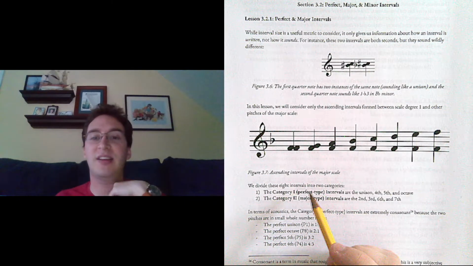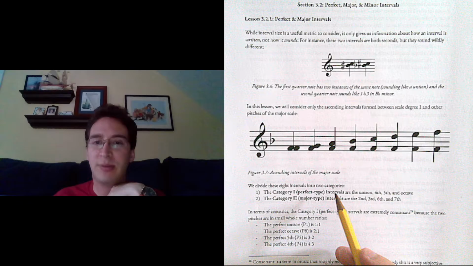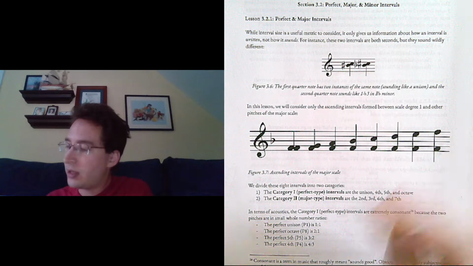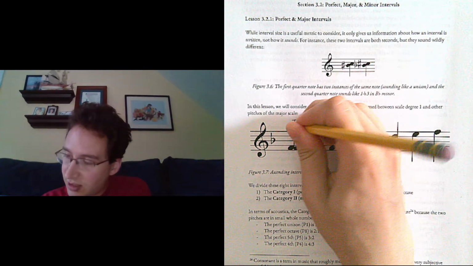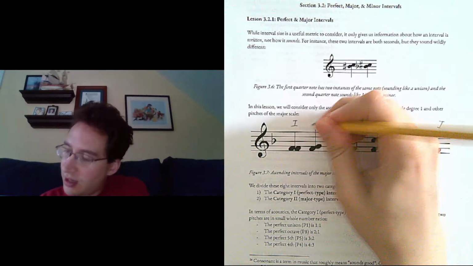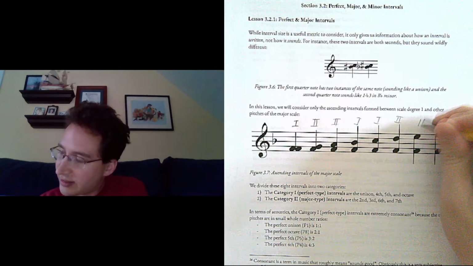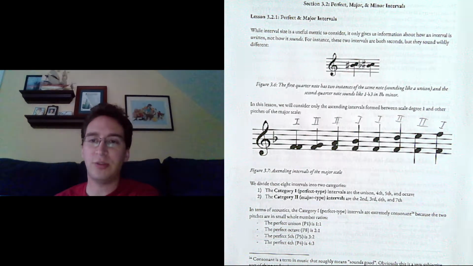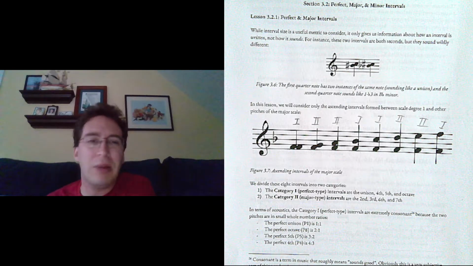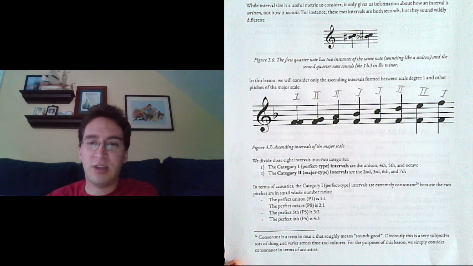We're going to divide these 8 intervals into 2 categories that seem arbitrary right now, but we'll talk a little bit about it. So we have category 1, which is unison, fourth, fifth, and octave. And then category 2, which is second, third, sixth, and seventh. 1, 2, 2, 1, 1, 2, 2, 1. Okay, weird, sure, why not, Mr. Clark? But there's a specific reason for this.